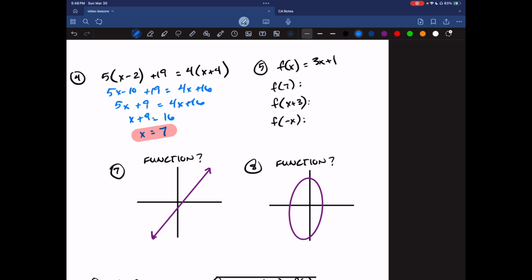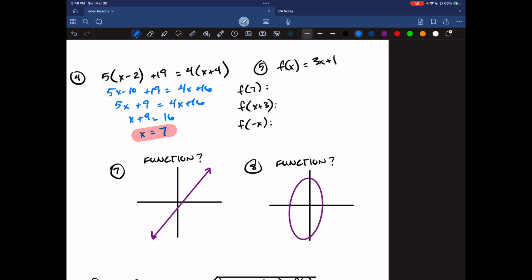Now, on number 5, when you see f of x, or g of x or anything like that, this is what we call function notation. It's the same thing as saying y equals 3x plus 1. y equals f of x. It's written like this because, as you can see, we're going to find f of 7, f of x plus 3, and f of negative x.